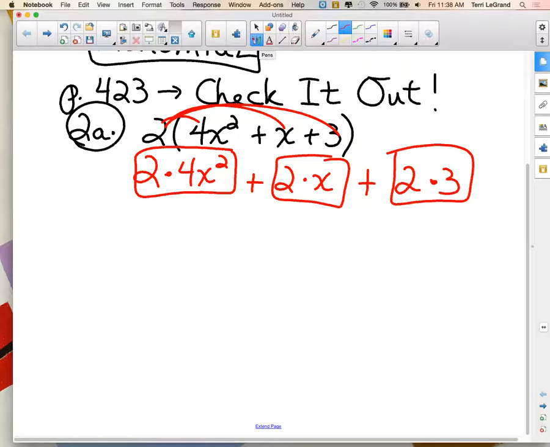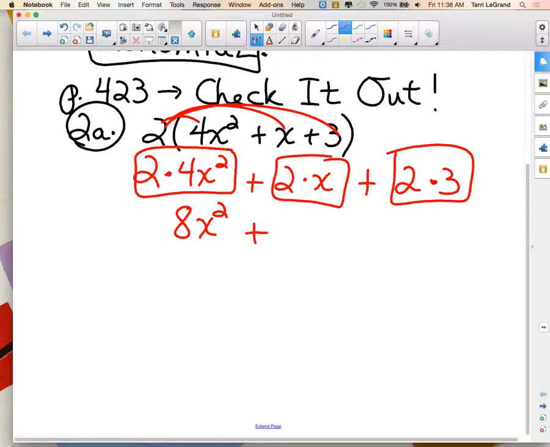Well, there's no rearranging needed in that first one, is there? No. What can be multiplied? The 2 and the 4. So this one becomes what? 2 times 4, which is what? 8x to the second power. 8x squared. The x's don't have anything else to be multiplied by, do they?